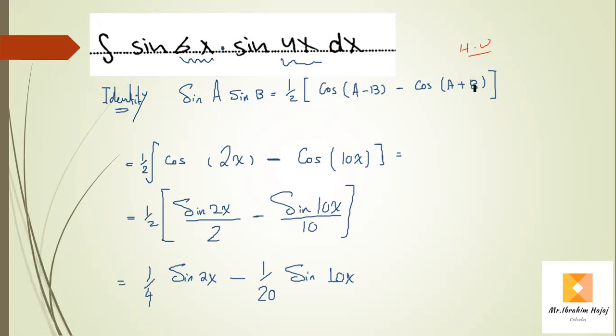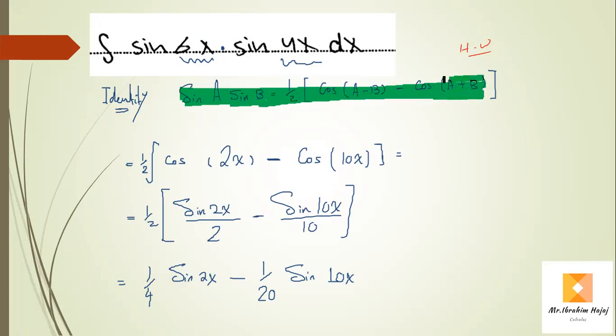So this is the basic fact of this question: to convert the product to a sum. Sine A sine B, it's half, cosine A minus B minus cosine A plus B. Yes, and the last thing is plus C. Yeah, I forgot the C. Plus C.